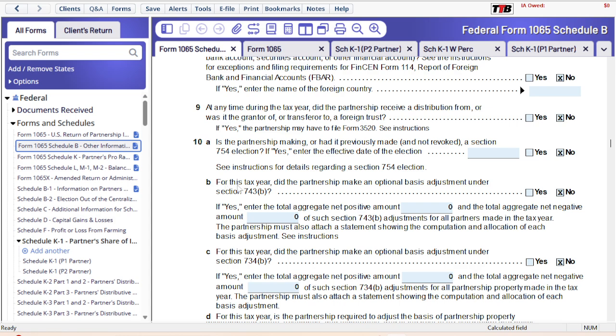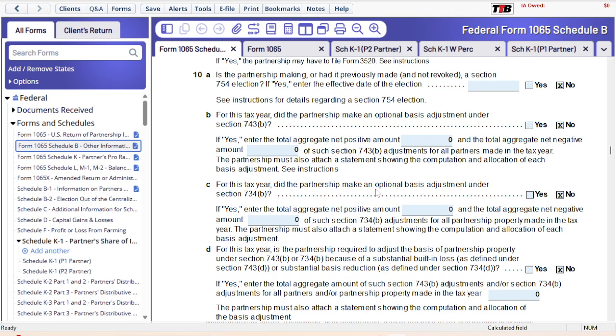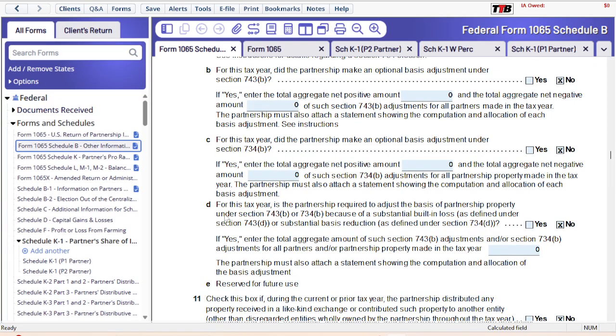And you have B. For this year, did the partnership make an optional basis adjustment? No. But again, if it's yes, your answer is going to be different. C, did this year, and by this year they're talking about 2025 that you are filing for, did the partnership make an optional basis adjustment under this section? The answer is no. D, for this year, is the partnership required to adjust the basis for partnership property? No.